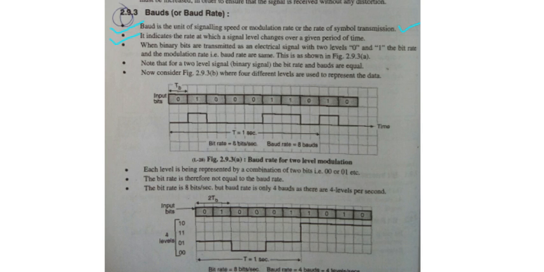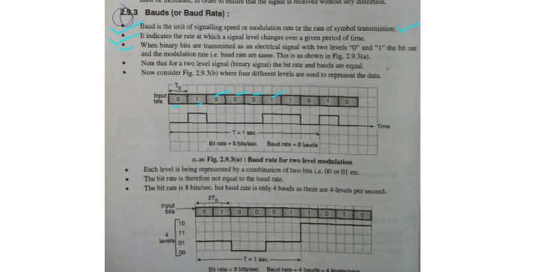तो यहाँ पे जो changes है सिग्नल में, जैसे first 0 है, then it can change to the 1, again it changes to the 0, then 0 0, again it changes to 1. So it indicates the rate at which the signal level changes from 1 to 0 and 0 to 1 for a given period of time. So that is called simply baud rate. When the binary bits are transmitted as an electrical signal with two levels 0 and 1, the bit rate and modulation rate, baud rate, are the same.